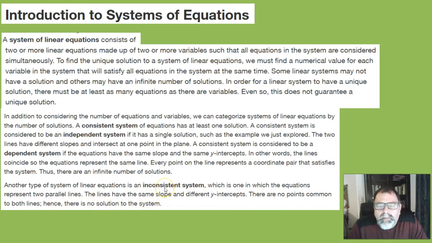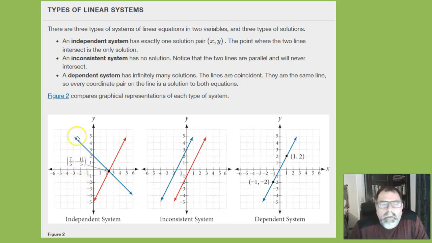So inconsistent systems, no solution. Consistent can have one solution or infinitely many, depending on if it's independent or dependent. Independent are two intersecting lines. Dependent would be two lines that are actually the same line. And inconsistent would be no solution, and there will be parallel lines. So here's a summary of what we just talked about: the three types of systems of linear equations in two variables, and three types of solutions.